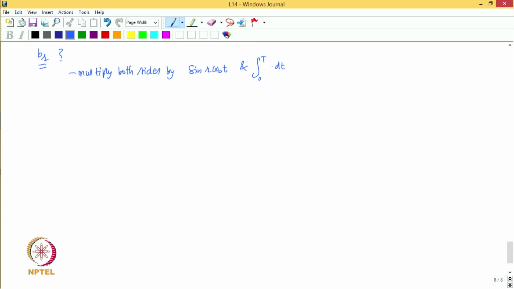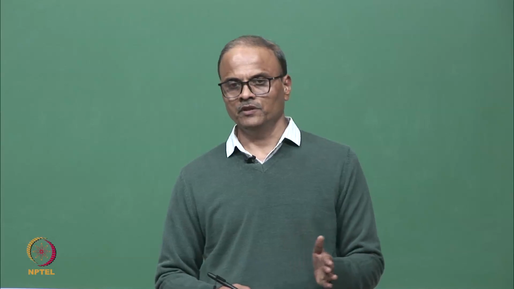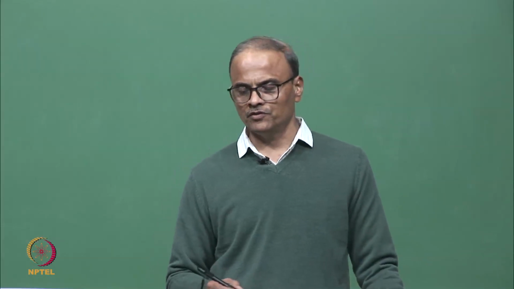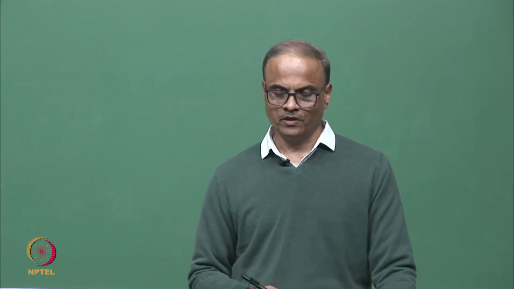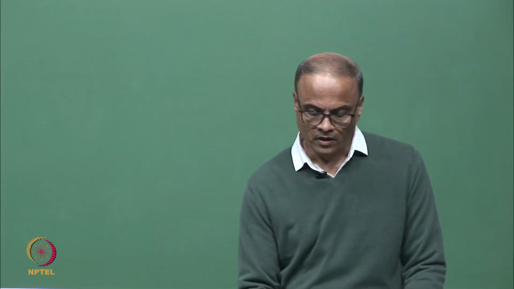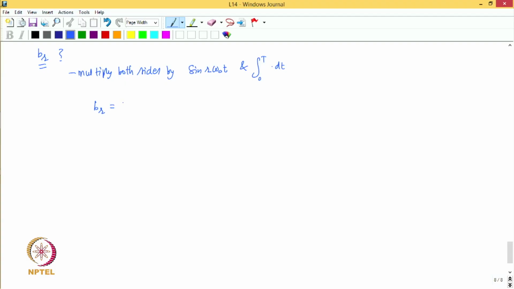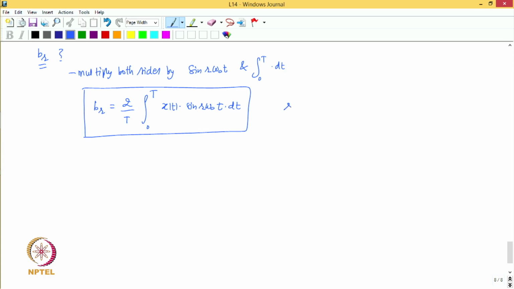So if we now do that, then again we would notice that only the term involving sine r omega naught t in the summation series would not be integrated to 0, and all the rest of the terms would be integrated to 0. After simplification we get this result, that BR is equal to 2 by T integral 0 to T x of t sine r omega naught t dt. So in this way we get the coefficient BR, and of course here by varying r from 1 up to infinity we can basically obtain all the coefficients, right.